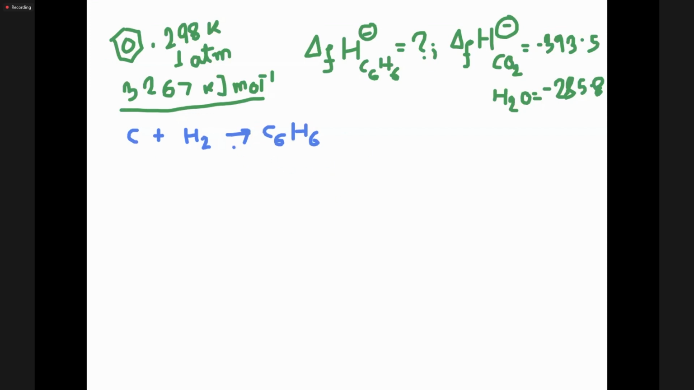Now we have to balance this. We have 6 carbon atoms on the RHS, so a 6 will be here. And we have 6 hydrogen atoms, so it will be 3 for H2. This is the balanced equation: 6C plus 3H2 produces 1 mole of C6H6, that is a liquid. Now we have to calculate the delta fH° of this reaction, which we will term as reaction 1.